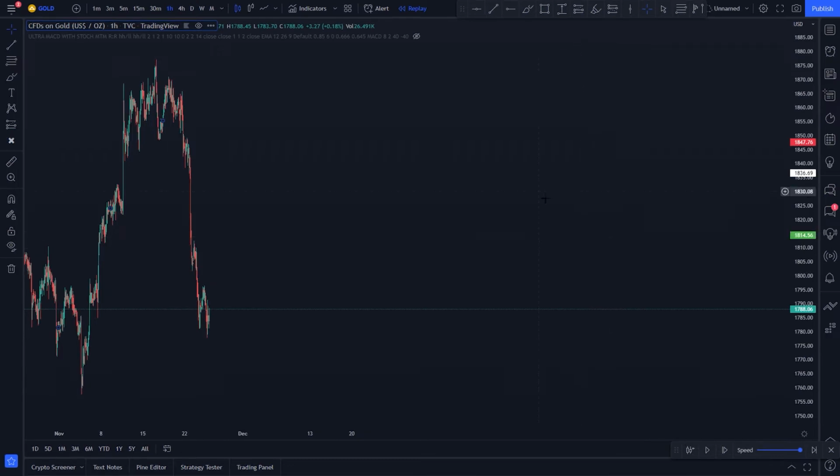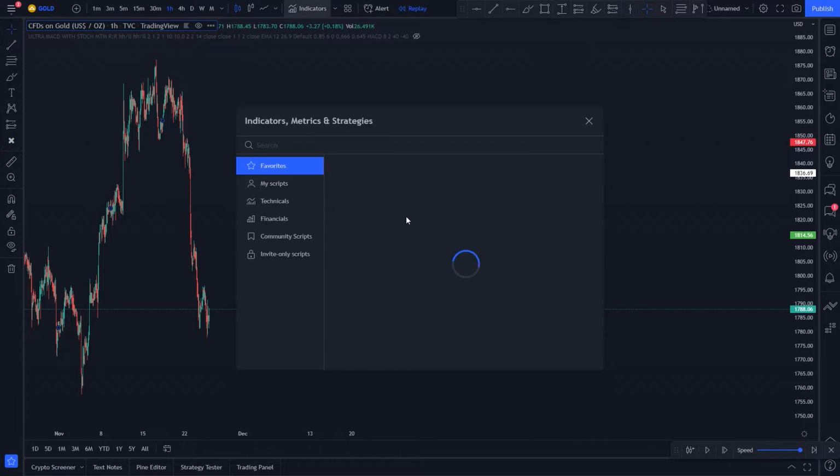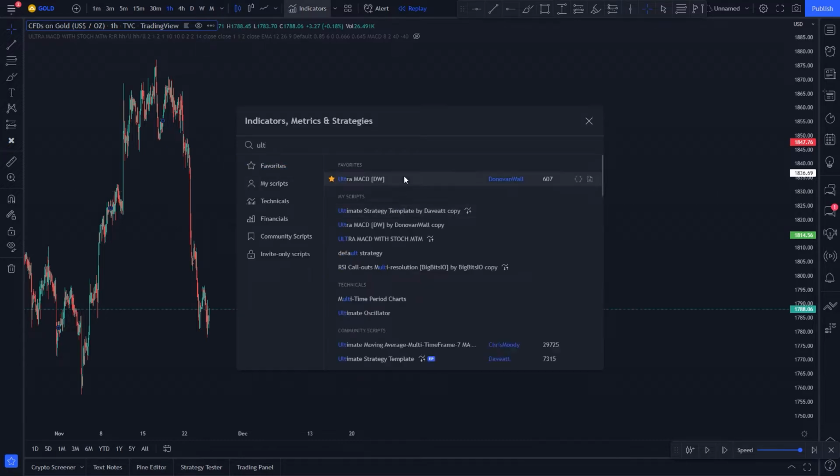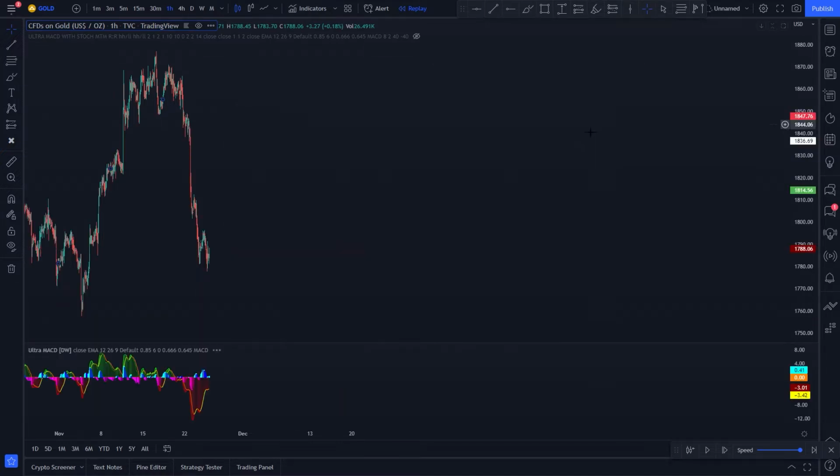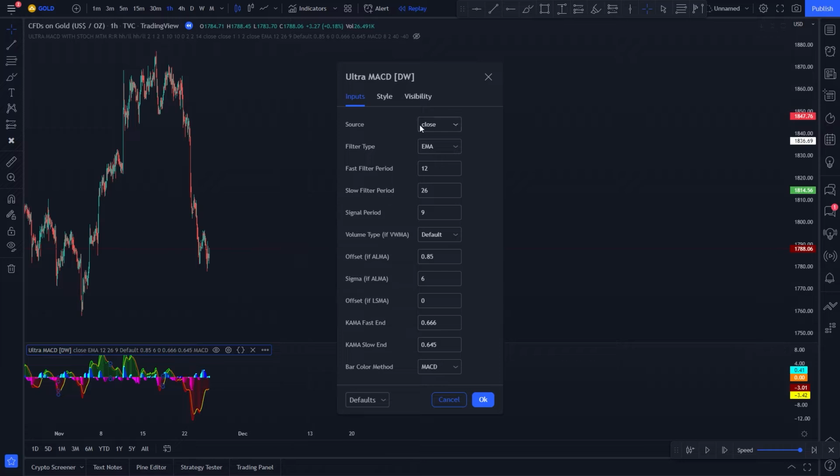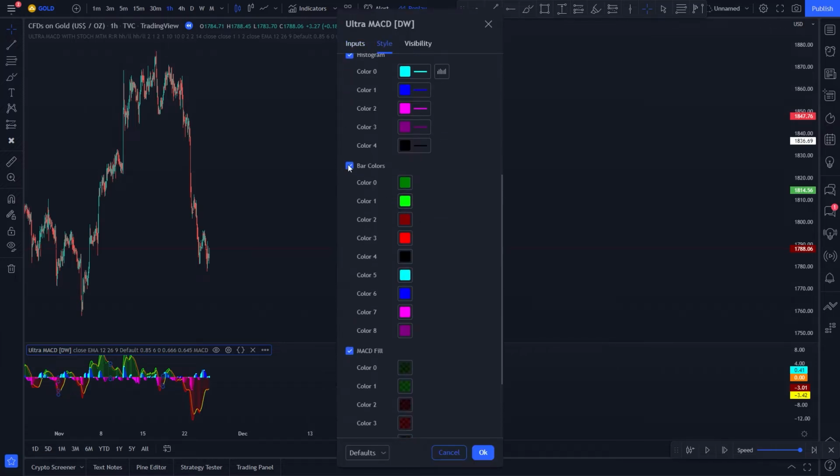This strategy includes two free TradingView indicators. Now let's go ahead and add them to our chart. The first one is Ultra MACD. We have to change some settings. We have to hide the bar colors options.